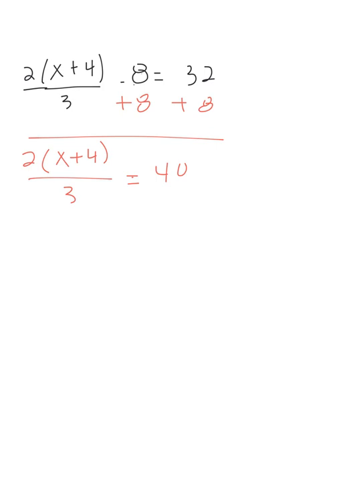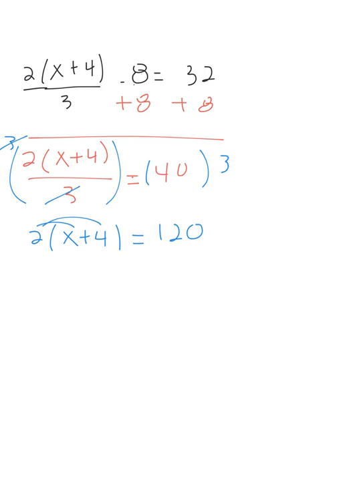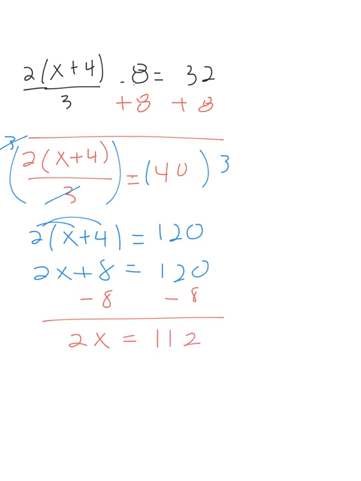And then you might say, well, now I'm going to multiply both sides by 3, and these 3's will cancel out. So we're left with 2 times (x plus 4) equals 120. Now, you could distribute the 2 to the x and the 4. Sorry, that's 2x plus 8 equals 120. And then you would subtract 8 from both sides. And then you might say that that's going to give you 112 divided by 2. And you've got x is 56.